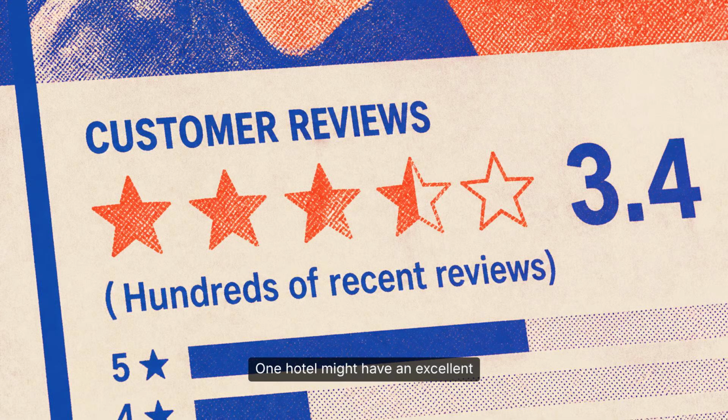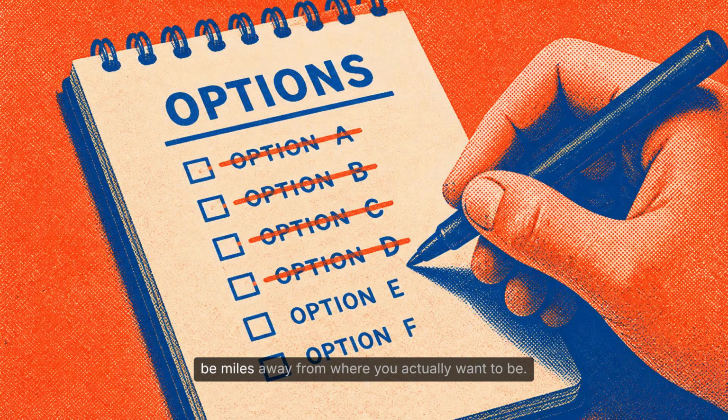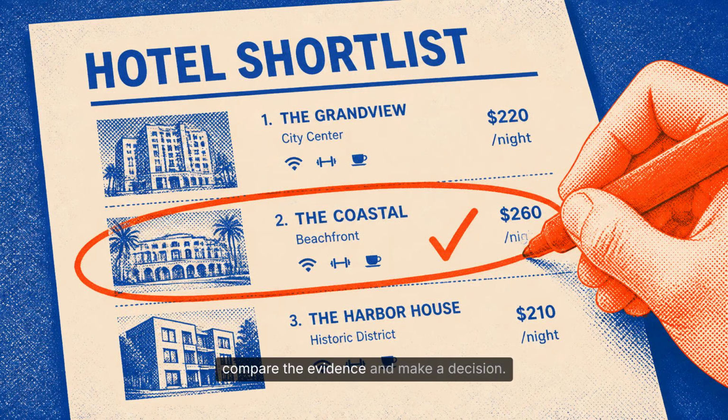One hotel might have an excellent rating but only 6 reviews. Another might have hundreds of recent reviews. One may look perfect in the photographs but be miles away from where you actually want to be. Eventually, you create a shortlist, compare the evidence, and make a decision.